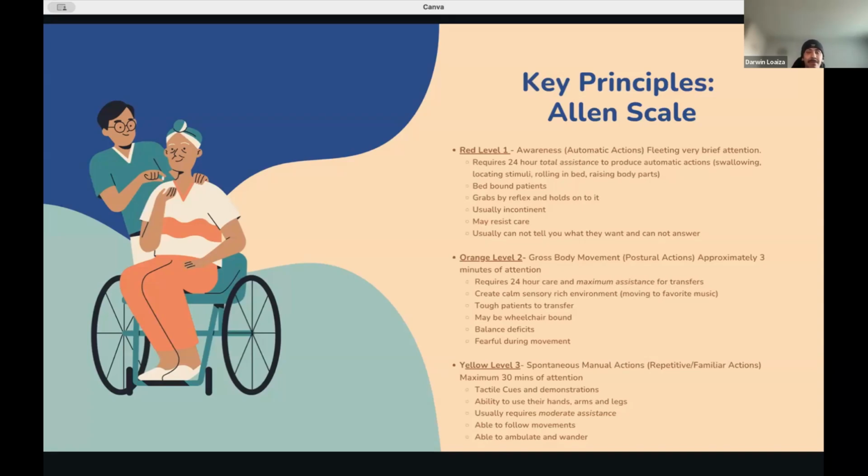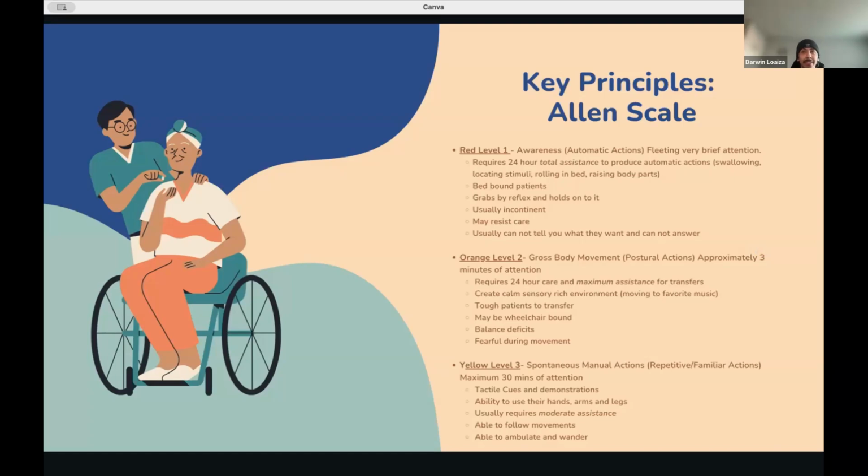And familiar functions they can participate in is moving to their favorite music that they've listened to in the past as well. It is very tough to transfer these patients as well. They may be wheelchair bound, and they also may have balance deficits because of their immobility. They are also fearful during movement, which can cause more setbacks as well.